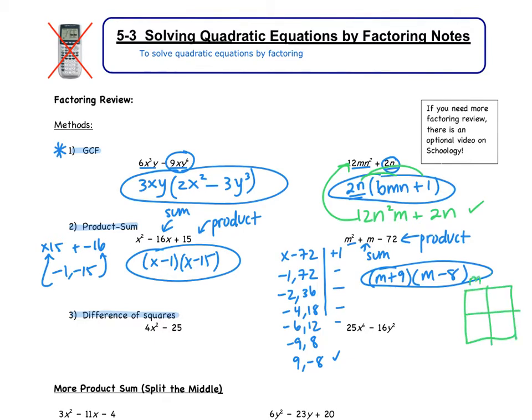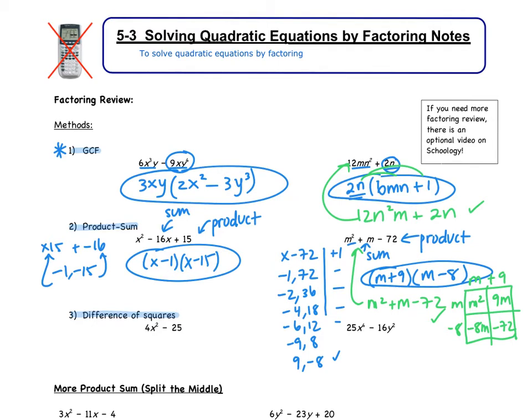So I'll put m plus 9, m minus 8. M times m is m squared. I have 9m, negative 8m, and negative 72. So combining my like terms, I get m squared plus m minus 72. That's where I started, which means I have the correct answer. Now, I don't expect you to show that every time, but if you're not sure on your answer, that's a good way to check.